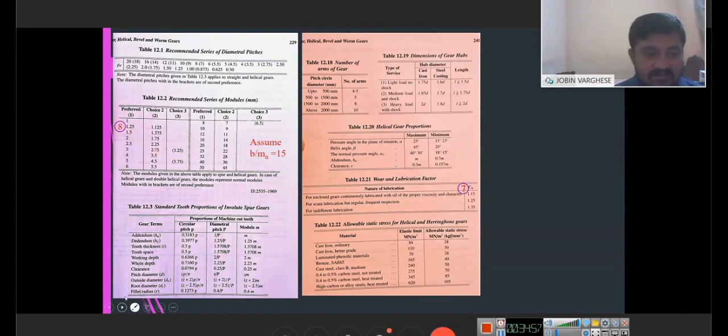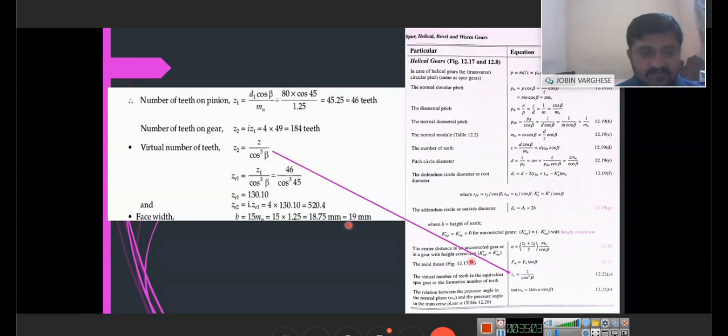Then once we find this module, one step is finished, and we have to go for the face width. We have to find out the face width. Now face width equal to, we will get the equation for this, that is equal to, this is the virtual number of teeth.